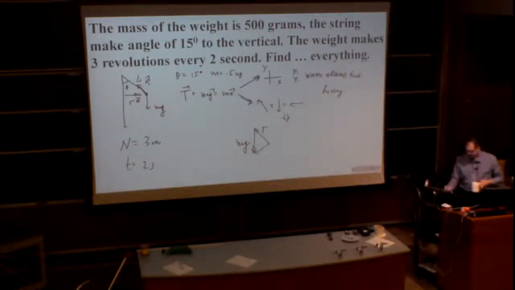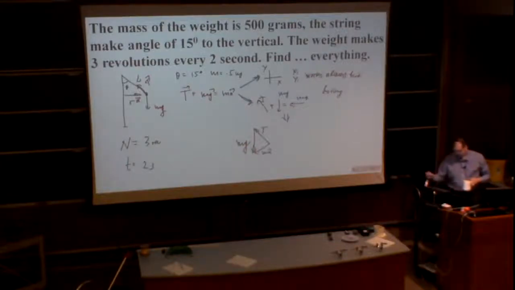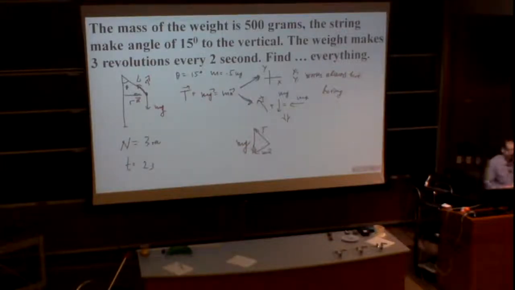This is tension. This is gravity. This is ma. This is tension. This is gravity. This is ma. I don't see any problems with tension. I don't have any tension about tension. Yes.